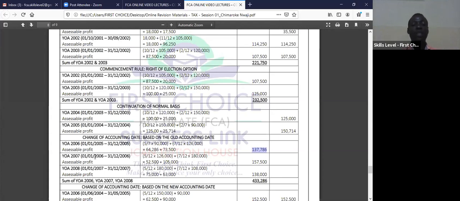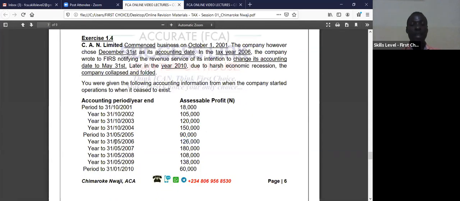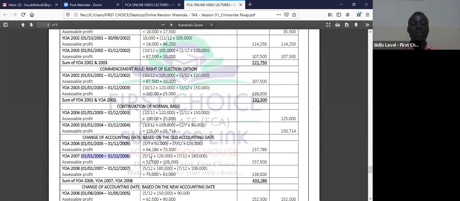The second relevant year of change is going to be 2007. Once again, old accounting dates. January 1, 2006 to December 31st, 2006. Now, where is January 1, 2006? We're going to find it here. If it's going to be found here, it means January 1 to May is 5 months. So we're doing 5 months out of 12 months because you see this is year 2, so it's 12 months. But we're taking 5 months out of 12. So you see 5 out of 12 of 126.